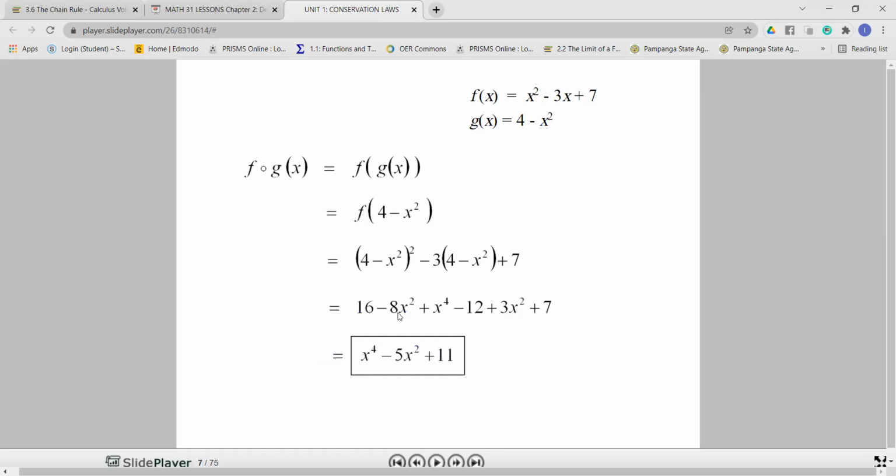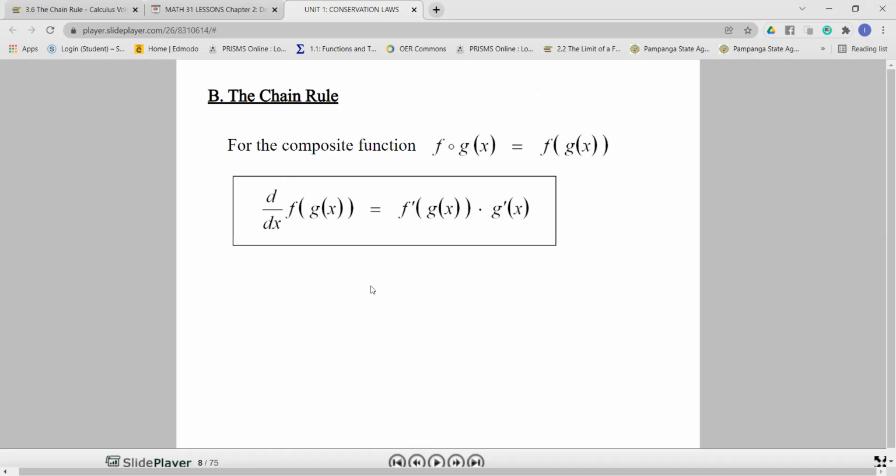And then after expansion, you will arrive at this one. So 16 minus 8x squared plus x to the fourth minus 12, tapos plus 3x squared and plus 7. Okay, after simplifying, you will arrive at x to the fourth minus 5x squared plus 11. So this is f of g of x.